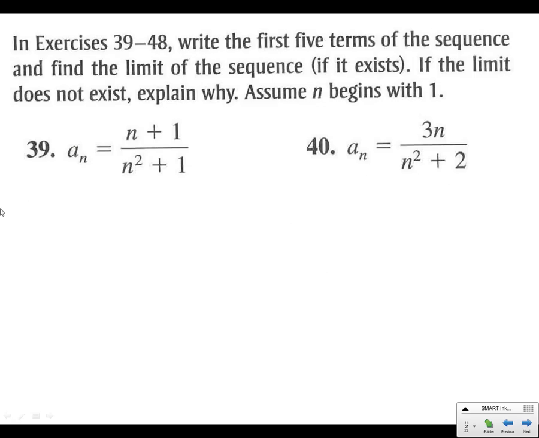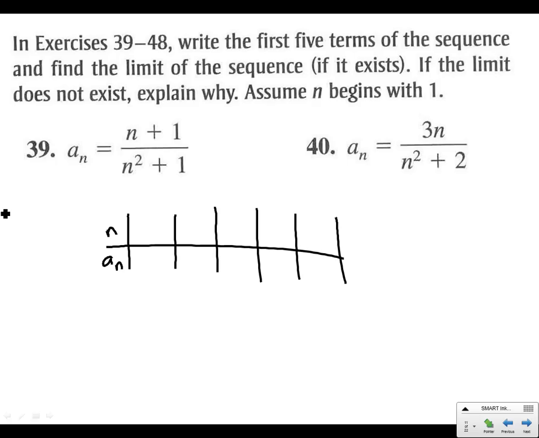Alright, so we'll finish up with some sequences here. This works exactly the same way. We'll do our first 5 terms. So if we plug in 1, and we can do a table here. N and AN. 1, 2, 3, 4, 5.